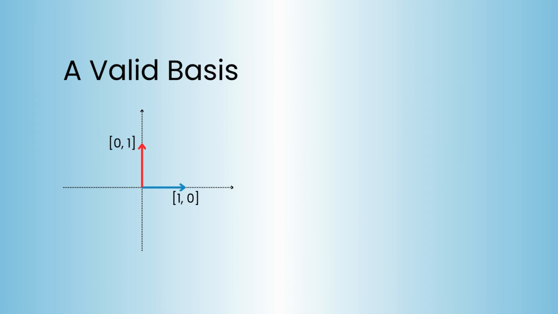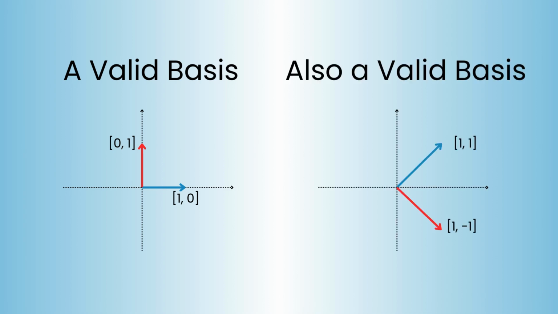The standard basis is the most famous example. These two vectors are obviously linearly independent, and we know they span the 2D plane. But is a basis unique? Absolutely not. Any set of two linearly independent vectors is a valid basis for the 2D plane. They just provide a different coordinate system, a different point of view on the same world.